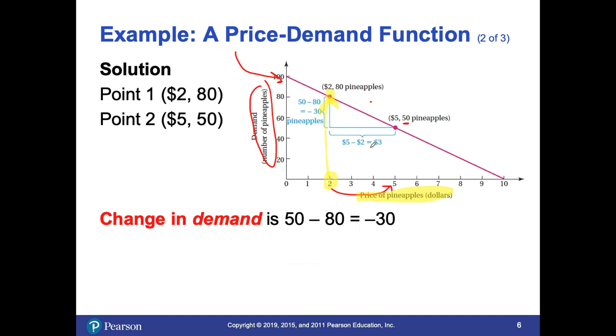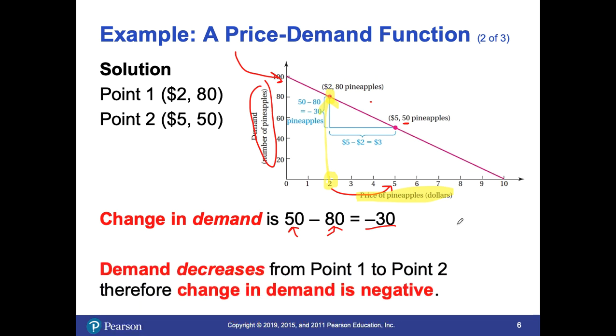So it's always going to be what happened after the change minus what happened before the change. So 50 pineapples occurred after the change when it was raised to $5, minus the former, which is 80 before the change. And notice that our change is negative 30, a negative change in demand. So the demand decreased from point 1 to point 2. So notice that our change in demand is negative. That's actually very important.